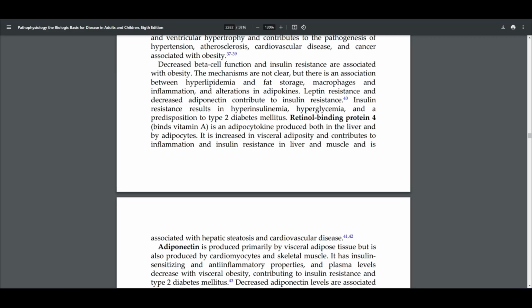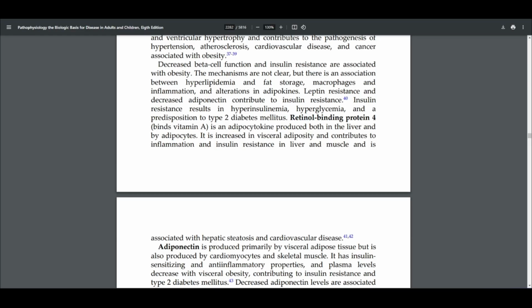The mechanisms aren't clear, but there is an association between hyperlipidemia and fat storage, macrophages and inflammation, and alterations in adipokines. Leptin resistance and decreased adiponectin contribute to insulin resistance. Insulin resistance results in hyperinsulinemia, hyperglycemia, and a predisposition to type 2 diabetes.